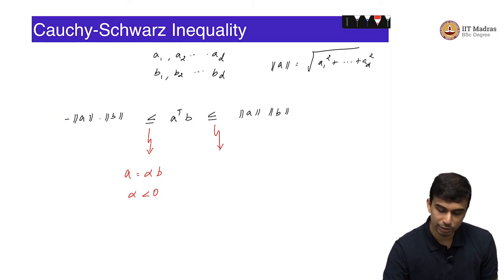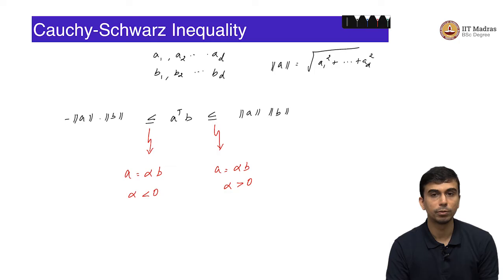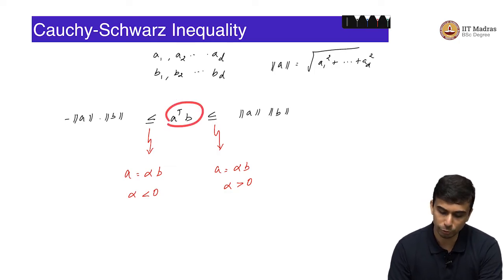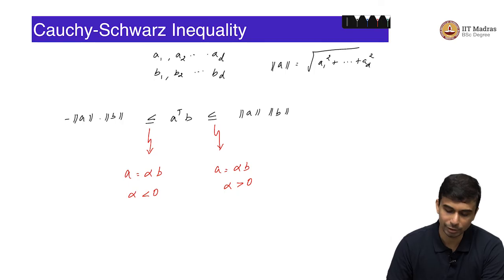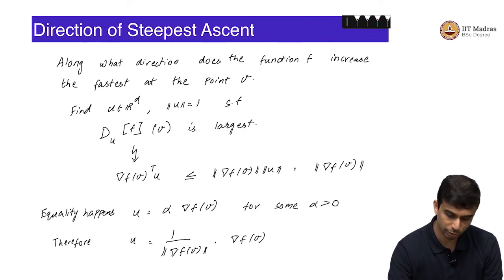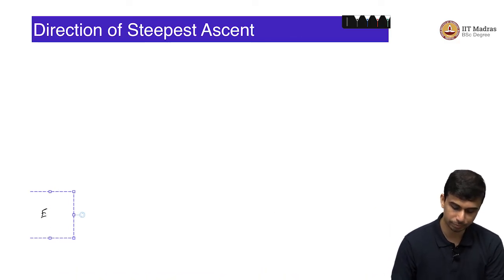And when does the other equality happen? Well, this equality also happens when a is equal to alpha b, but alpha is a positive scalar. So, in other words, if you want to maximize the term a transpose b, you will choose a equal to alpha b and alpha greater than 0. And this will all lead us to the next question here.